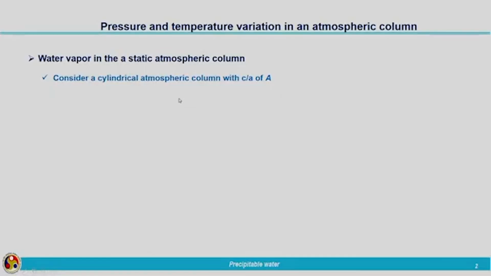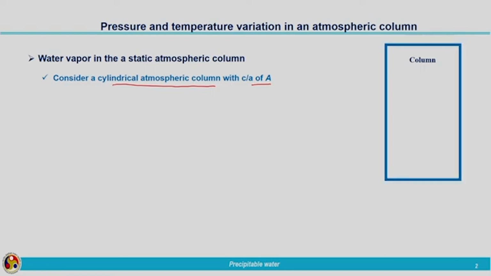For that, consider a cylindrical atmospheric column. It is having a well defined cross sectional area A that we are defining. We are considering an atmospheric column which is having an area of capital A. So, let us see the schematic representation of that column. So, this is the column which is having the area capital A.